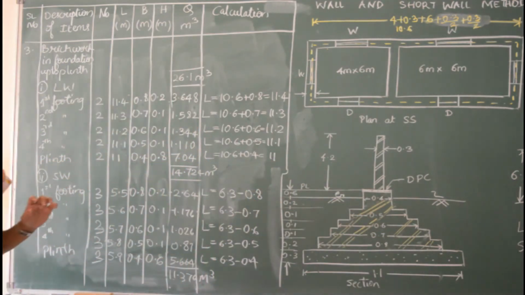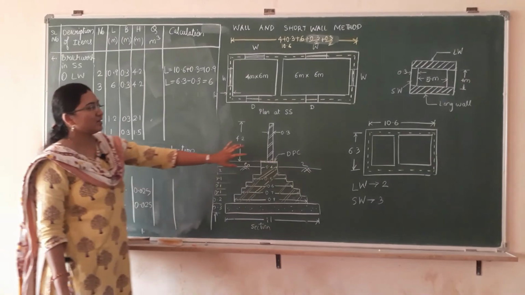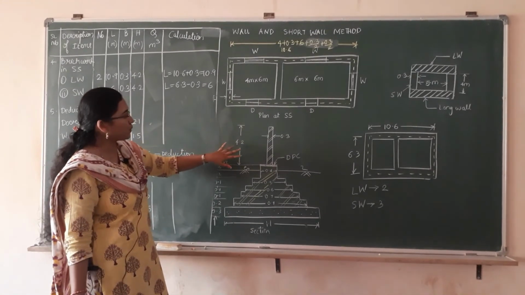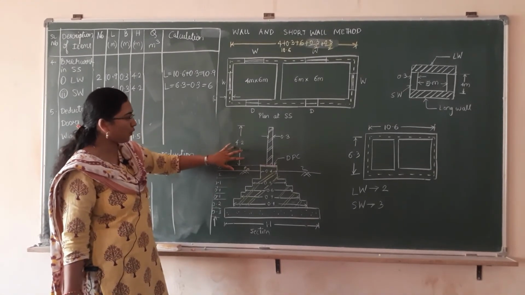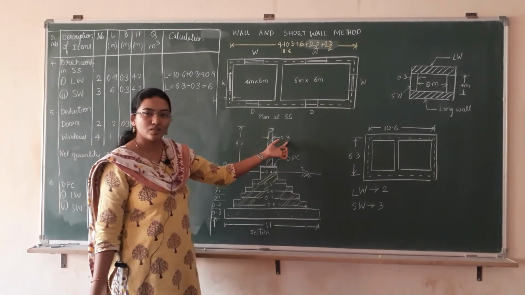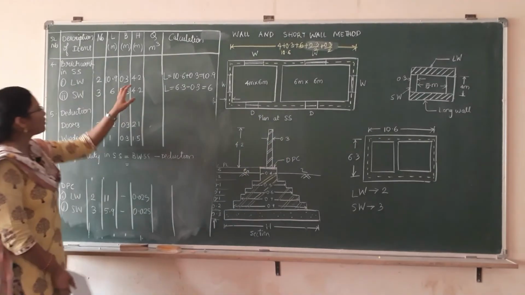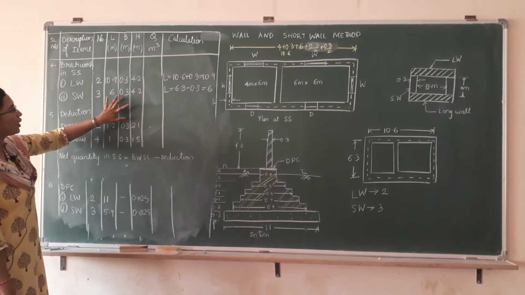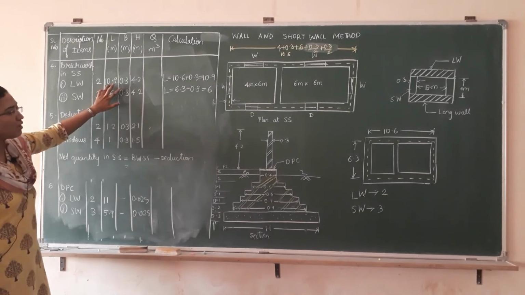The next we have to calculate for the brickwork of superstructure. See here how to do the brickwork for the superstructure. So height of the superstructure given in the section as 4.2 and width of the wall is 0.3. So that which I have written here. So height is 4.2 and the breadth or the width is 0.3. So length, how we are going to calculate?